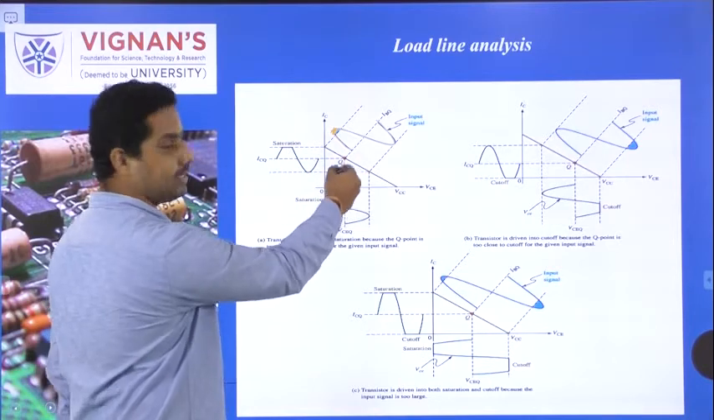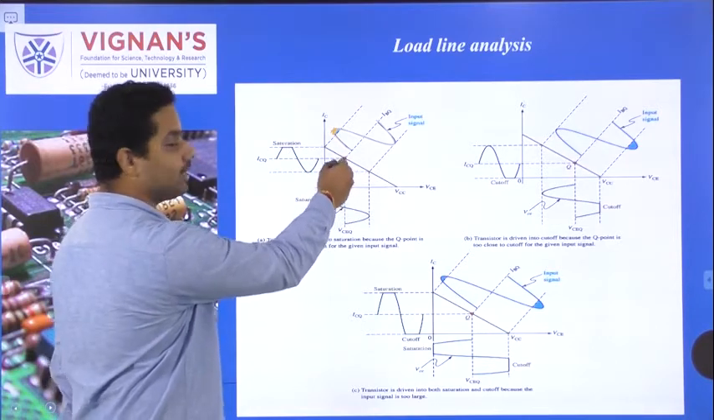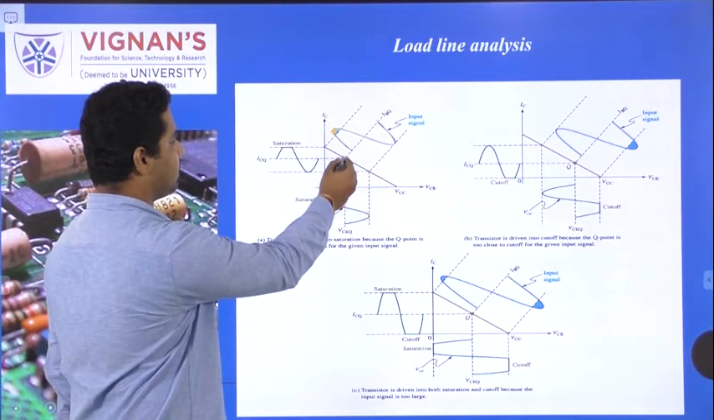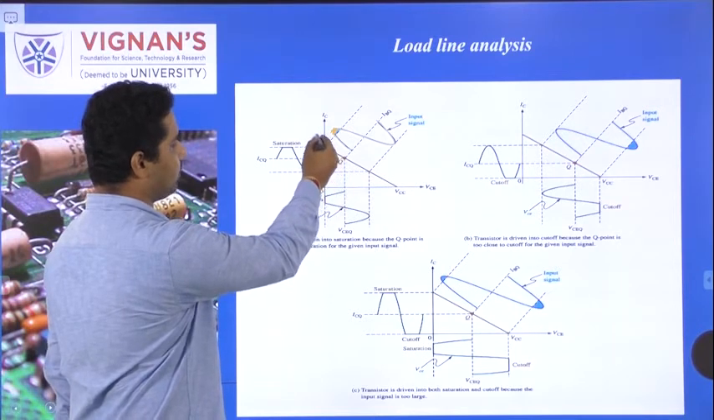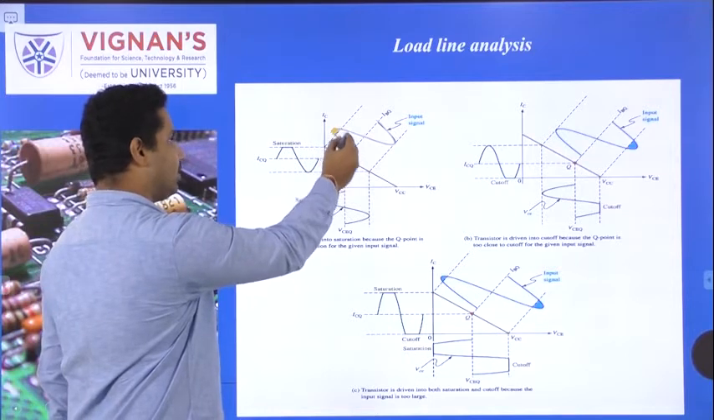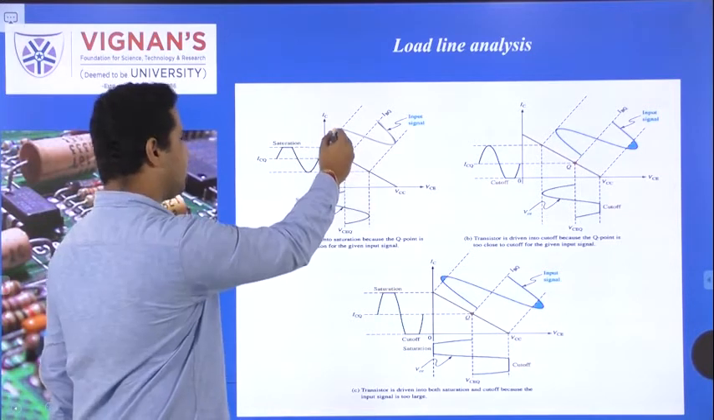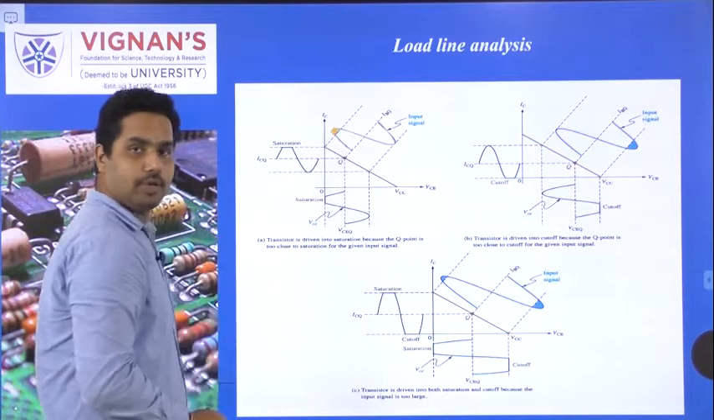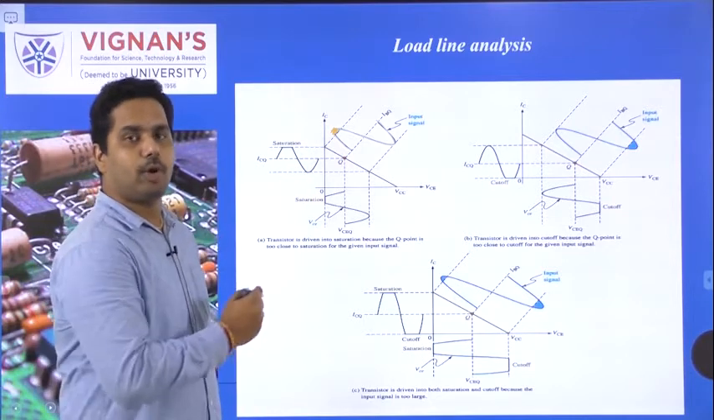Why is it happening? Because the Q point is not the desired one. It is very near to your saturation region. Because of that, some portion of the signal is not in the active region, and that particular portion is getting clipped. So one problem we have seen.